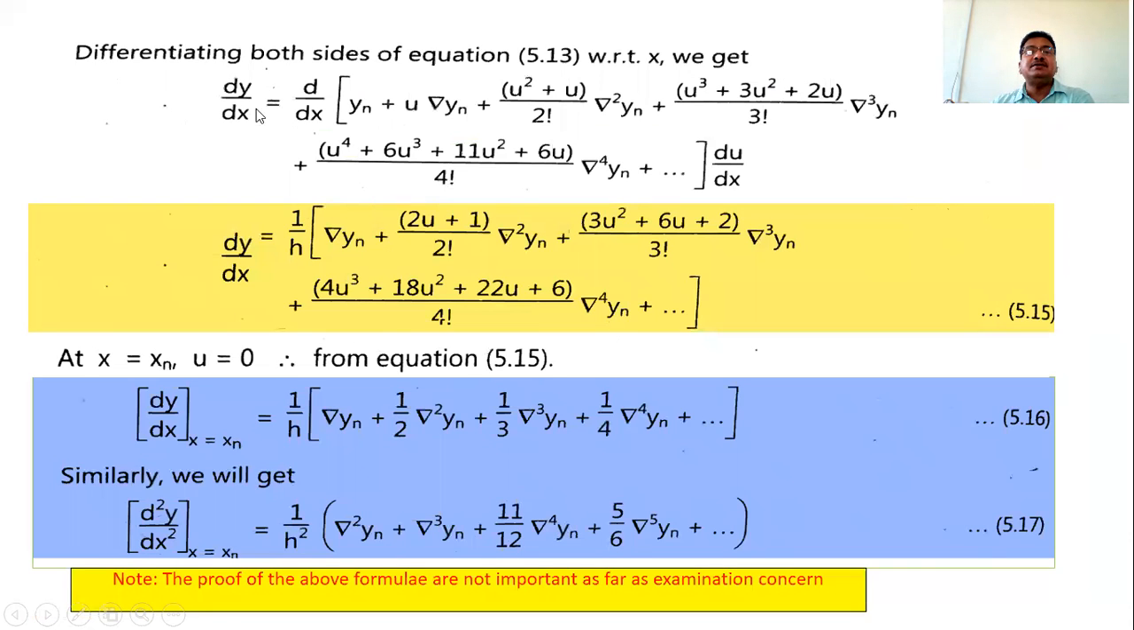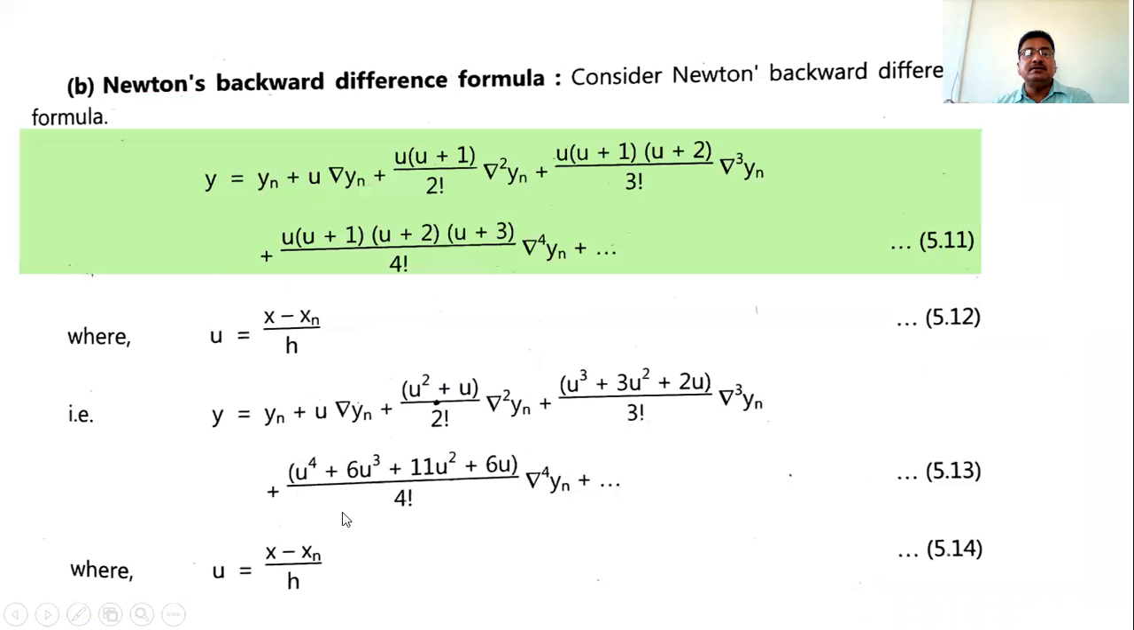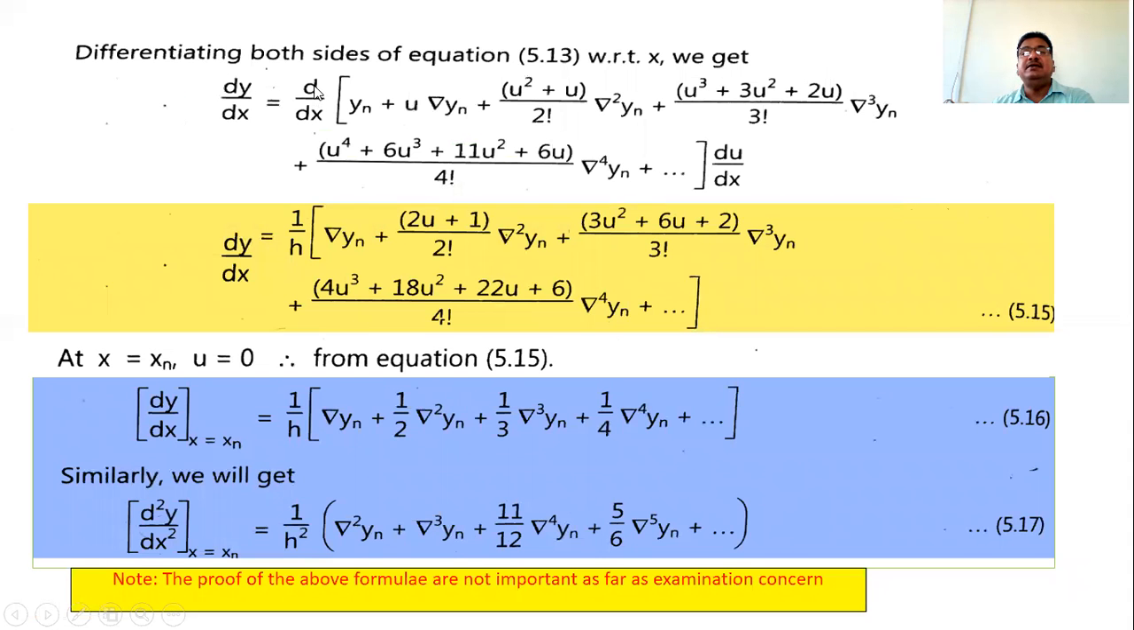So dy/dx is equal to, again, what is the derivative of this quantity? This is a function of u, and so its derivative is what? By using the chain rule, dy/dx is dy/du into du/dx. Here the variable is u, not x, so we take d/du of this quantity into du/dx. By chain rule, dy/dx is what? dy/du into du/dx.